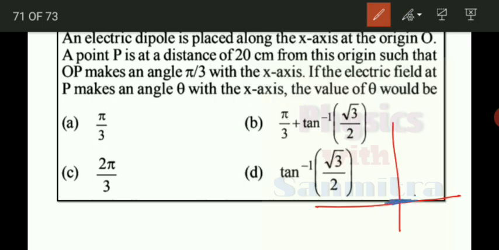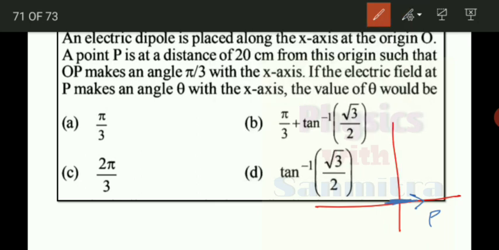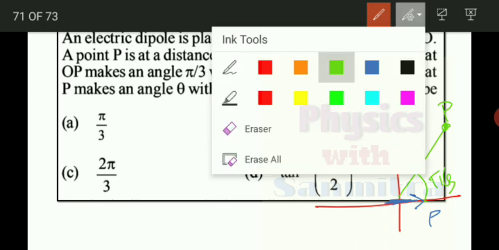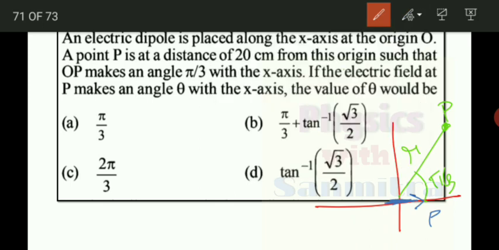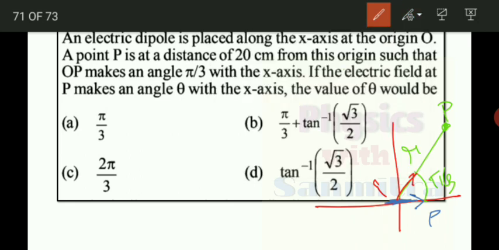This is my P vector, and this is my point, and this is pi by 3 or 60 degrees. And this distance is 20 centimeter, let's say r. At this point we have to find the electric field. So let's resolve P into two components. This is my P cos theta, and this is my P sin theta.